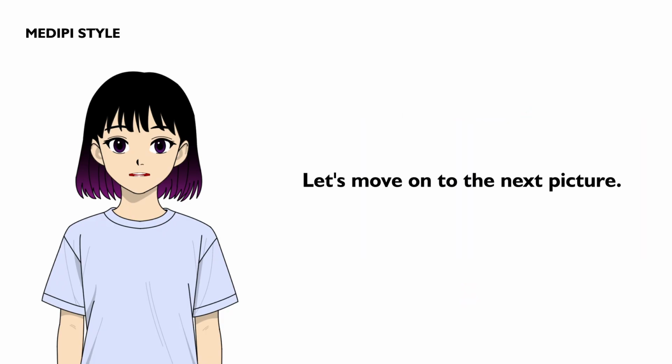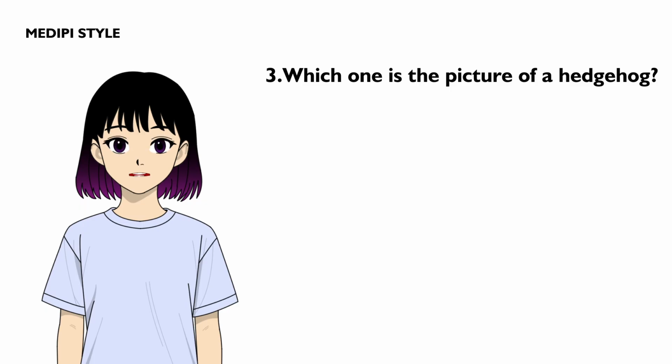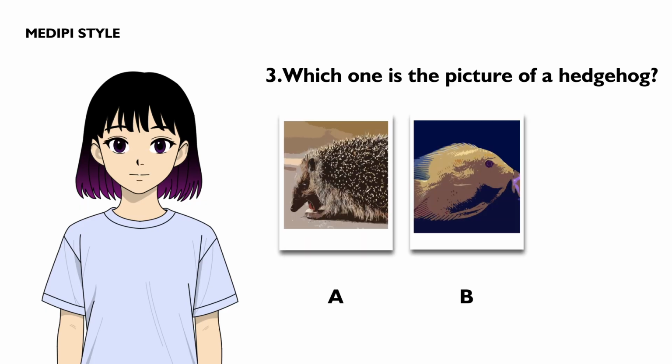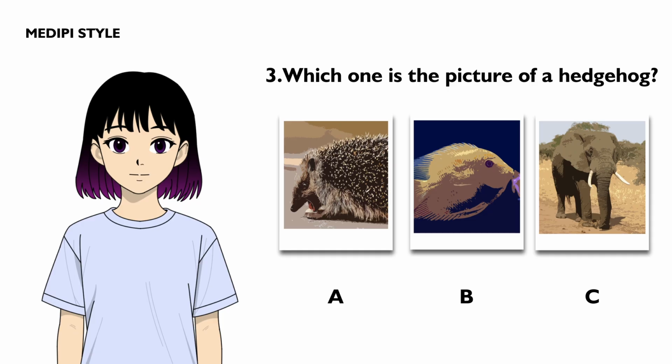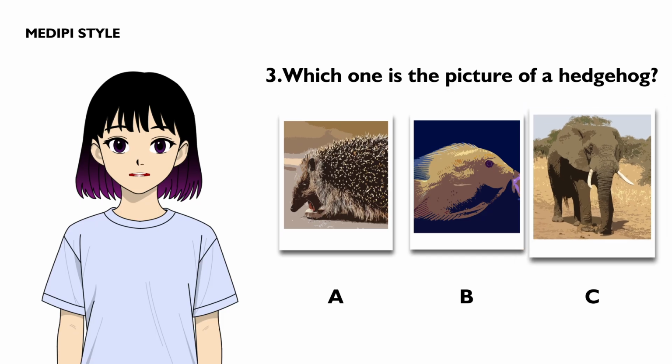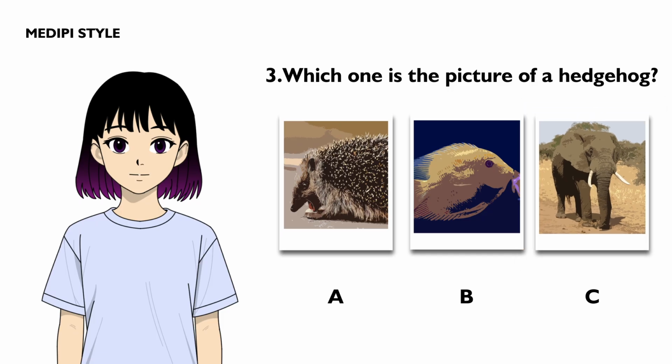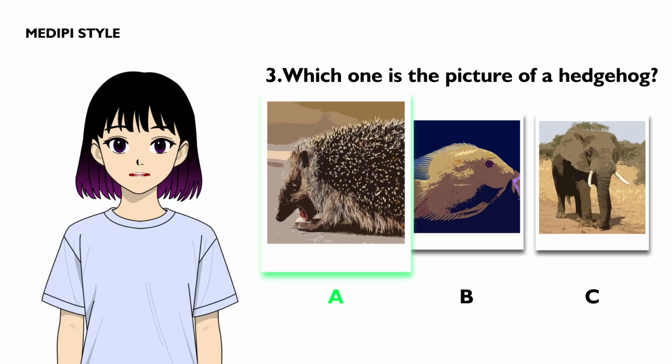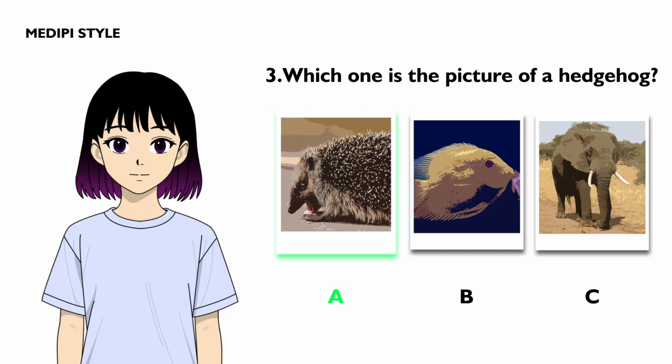Let's move on to the next picture. Which one is the picture of a hedgehog? A, B, C. That's right. This is a hedgehog.